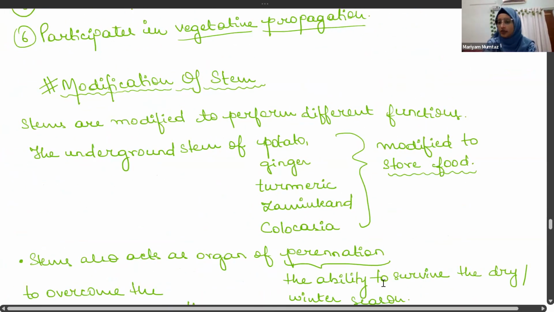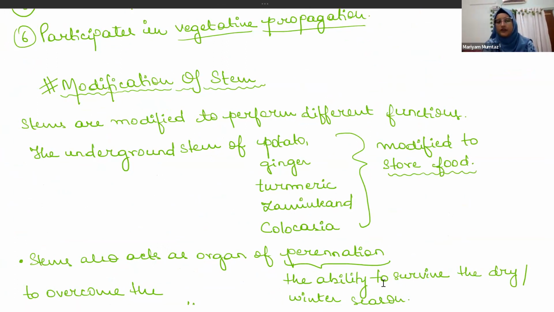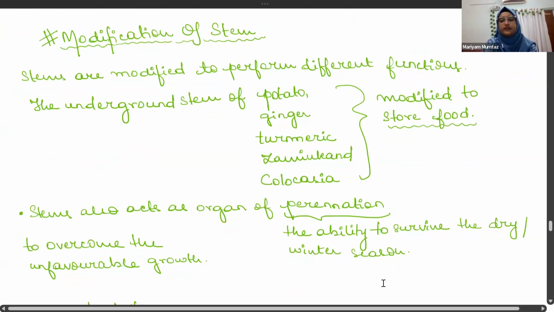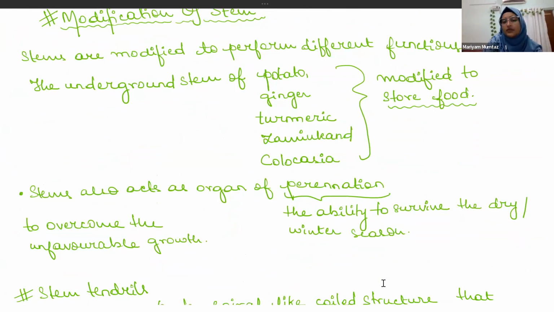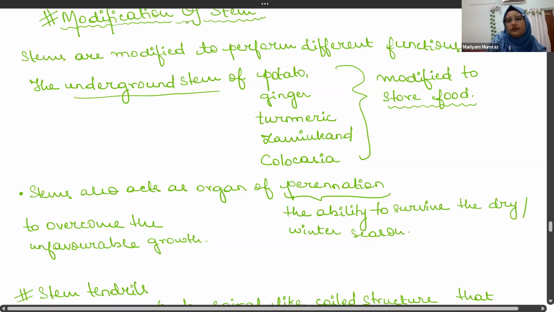Now we are going to study the modification of the stem. Like how we studied the modification of roots, same way we are going to study the modification of the stem. Since roots were modified to perform different functions, same way the stems are also modified to perform different functions for a plant. So first of all, and this is the most common form of example asked in questions, it is the underground stem. Okay, the underground stem of potato.